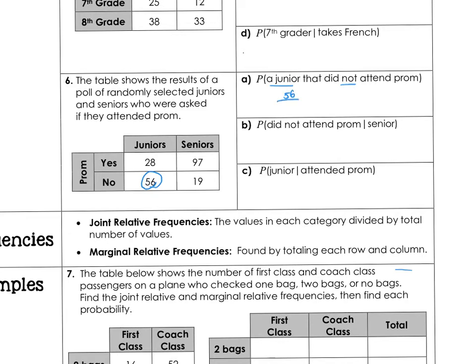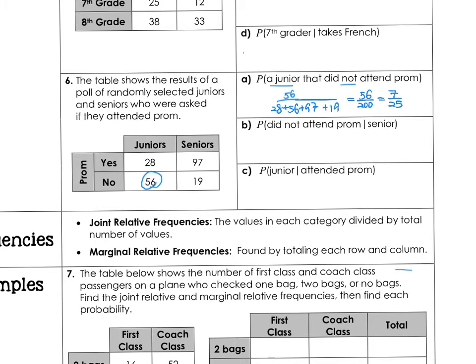And the probability is basically asking me, out of the whole school, what's the probability of a junior who did not attend? So I have to add all the juniors and seniors in the school together. So that's 28 plus 56 plus 97 plus 19. And I would have 56 over 200, which is 7 over 25 after I simplify it.